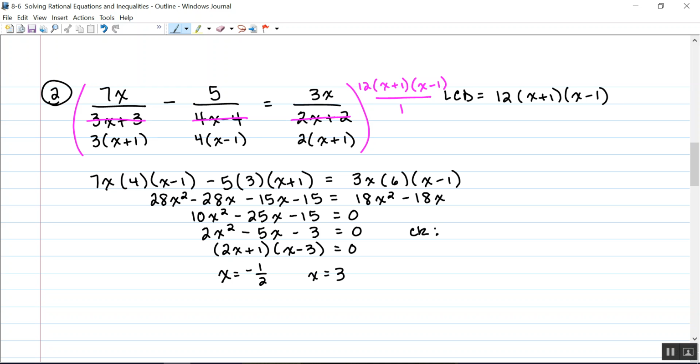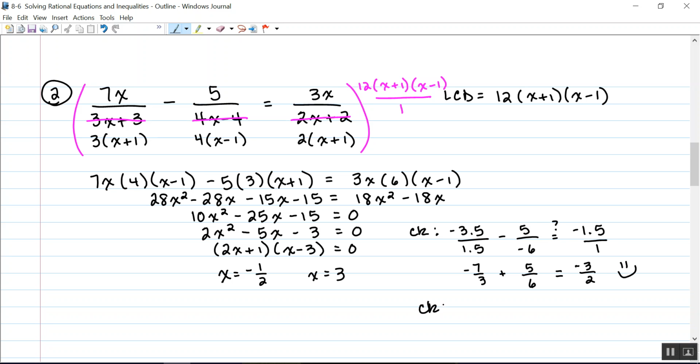So when I check, plugging in a negative 1/2 and using my calculator, I'm going to get negative 3.5 over 1.5 minus 5 over a negative 6. Is that equal to a negative 1.5 over 1? And indeed it is. That's going to be a negative 7/3 plus 5/6 is indeed equal to a negative 3 over 2. And that one does check. And I used my calculator heavily for that.